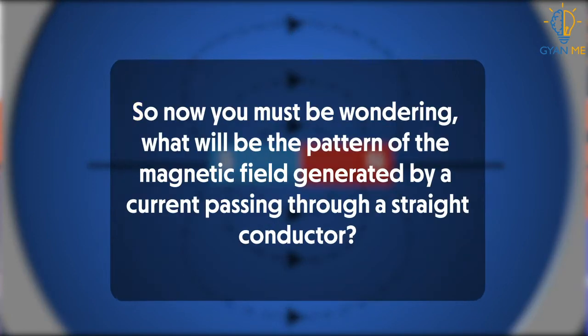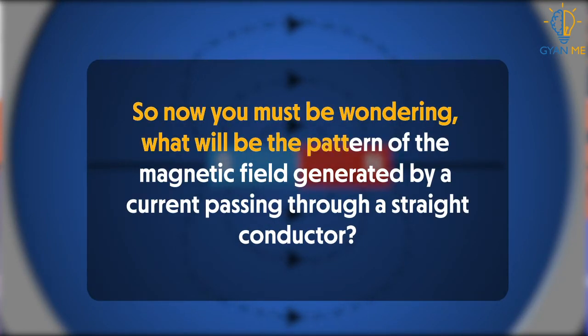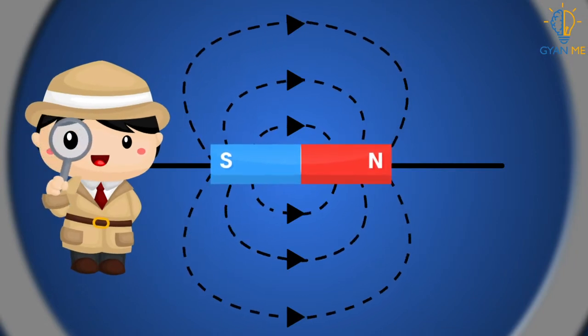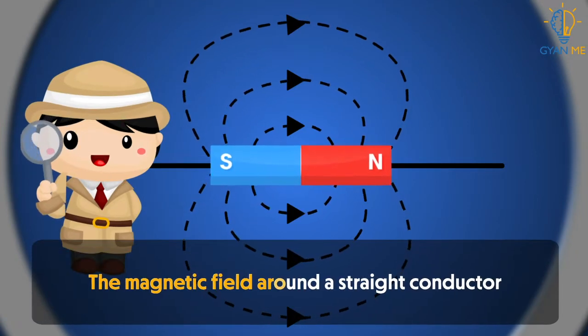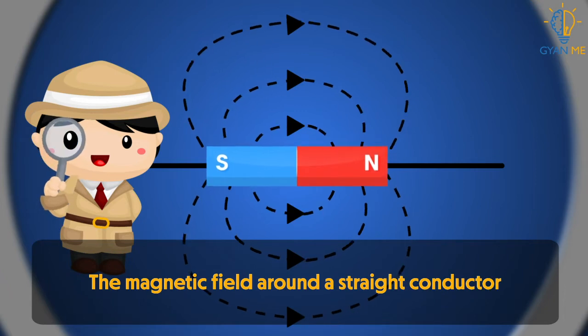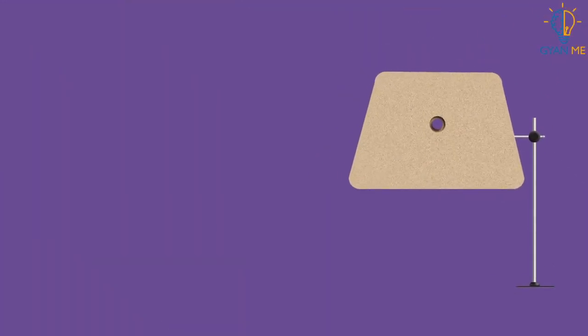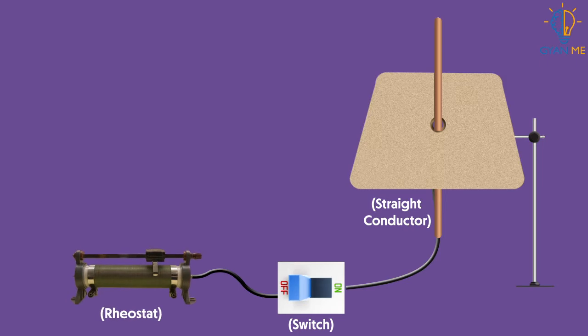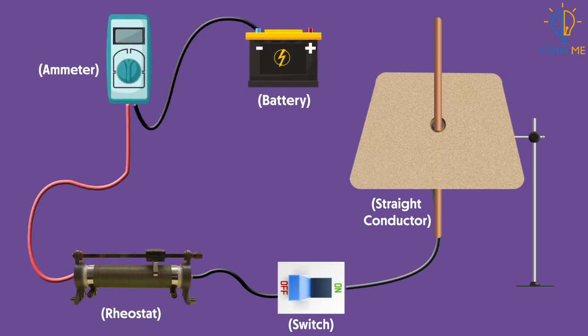So now you must be wondering, what will be the pattern of magnetic field generated by a current passing through a straight conductor? Let's investigate this with an activity and try to map the magnetic field around a straight conductor. Insert the straight conductor through a cardboard sheet. Now connect the conductor to a simple circuit consisting of a switch, a rheostat, an ammeter, and a battery.